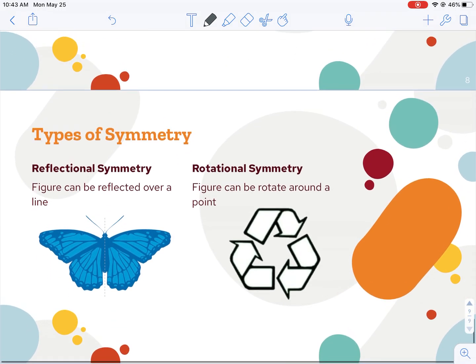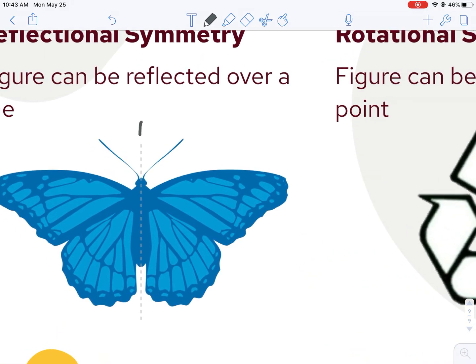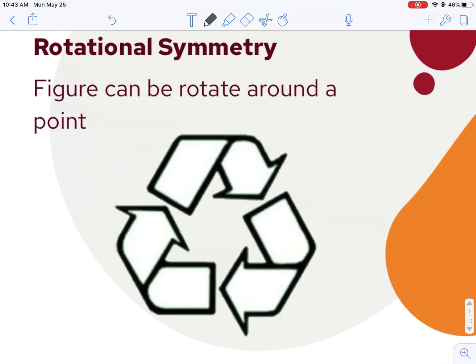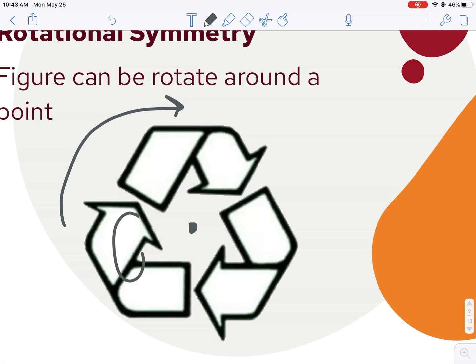There are two types of symmetry you'll need to recognize. Reflectional refers to when you can reflect it over a line. So you could fold your butterfly exactly in half and things match up perfectly. Rotational is when I can turn my image around a point and it would line up. So I can rotate this around this way, and eventually this arrow ends up where that arrow was.